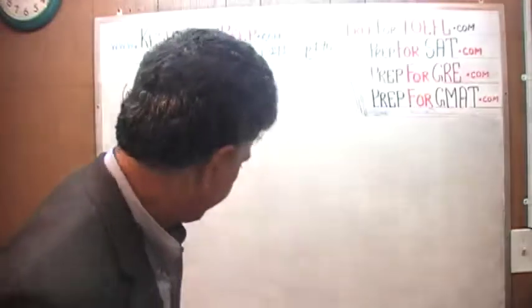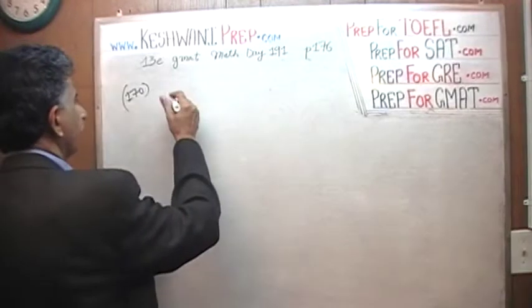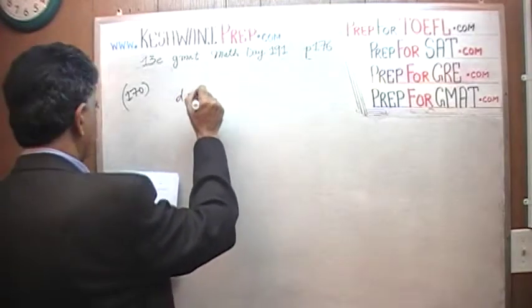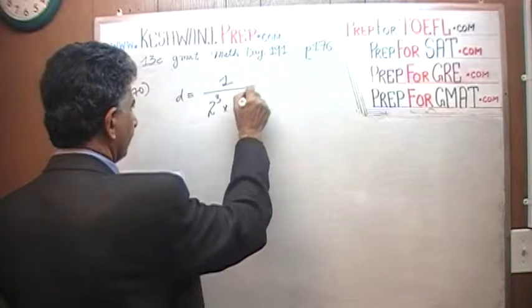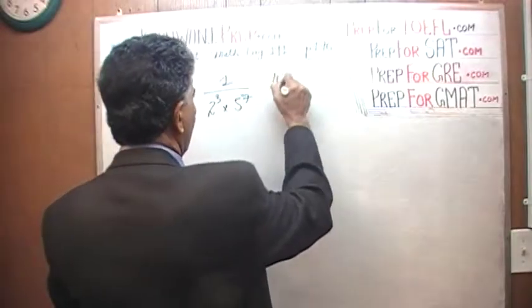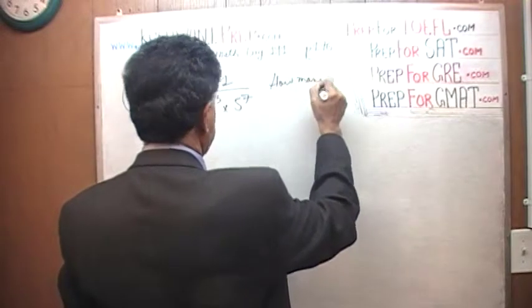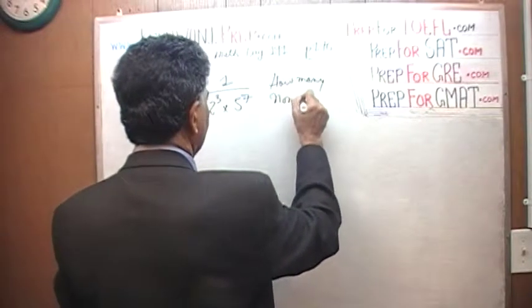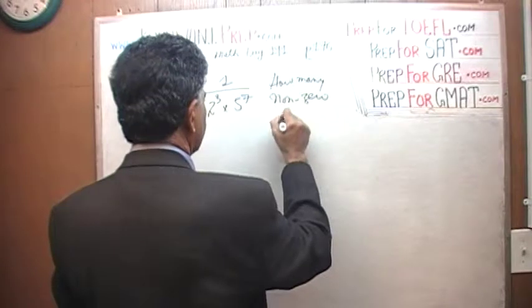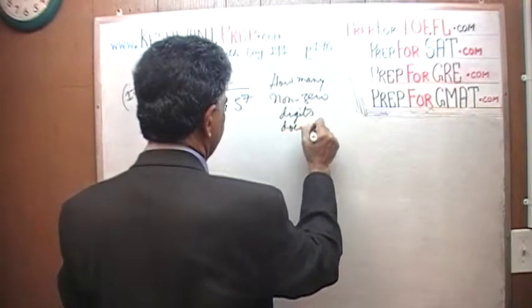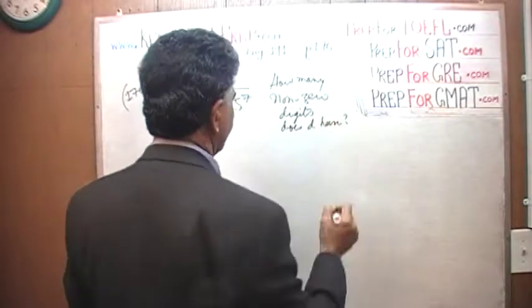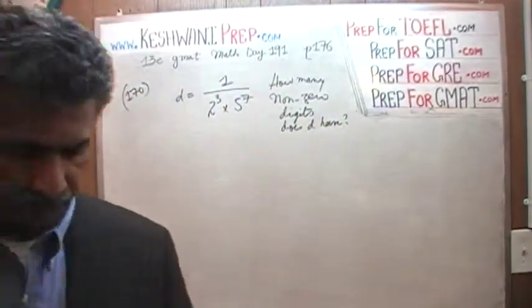We are told here that we have a fraction, which they are calling D, which we are told equals 1 over 2 to the third times 5 to the seventh. The question simply is, how many non-zero digits does D have? Digits other than zero. Well, let's find out, shall we?